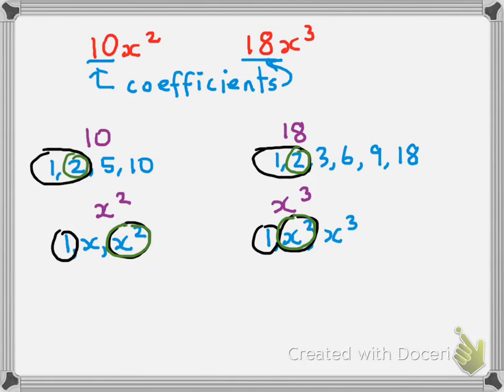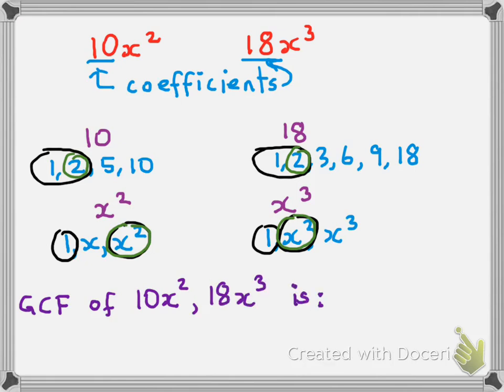So we then combine the greatest common factor of the coefficients 10 and 18 with the greatest common factor of the variable part, x squared and x cubed. Therefore, the greatest common factor of 10x squared and 18x cubed is 2, which is the greatest common factor of the numbers, the coefficients, and x squared, the greatest common factor of the variable part. So we have 2x squared as the greatest common factor of 10x squared and 18x cubed.